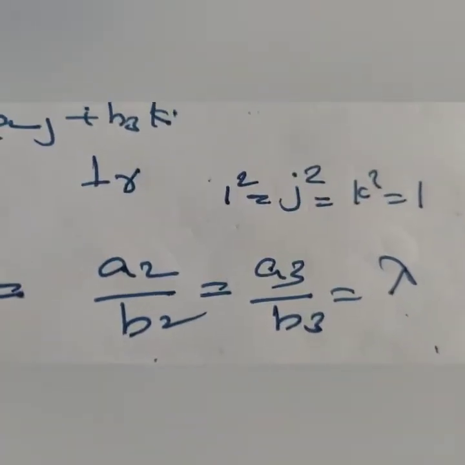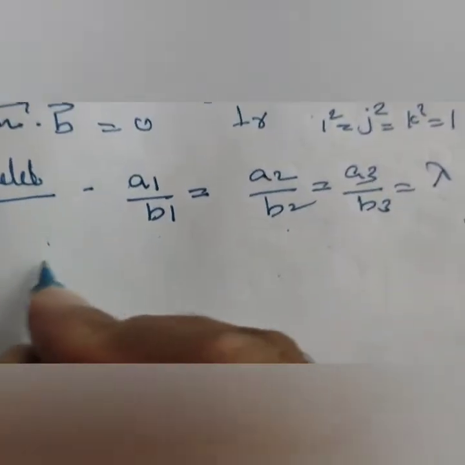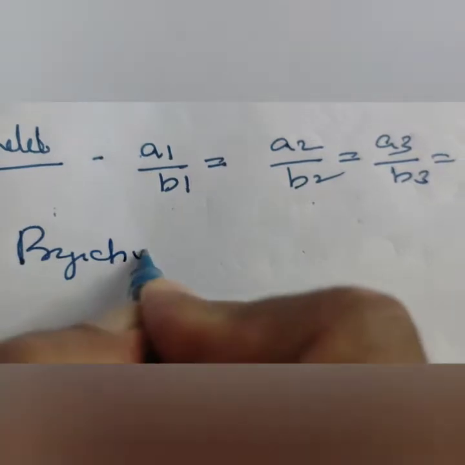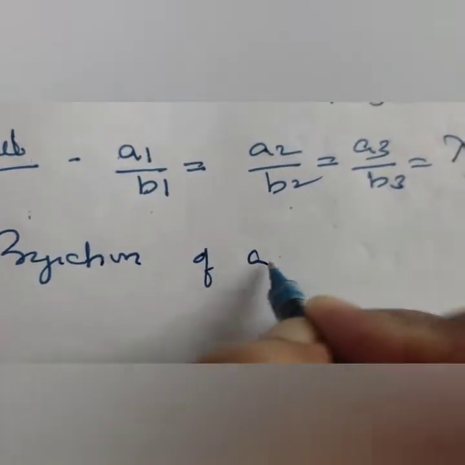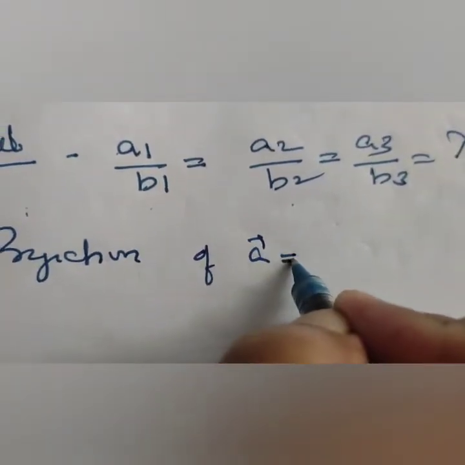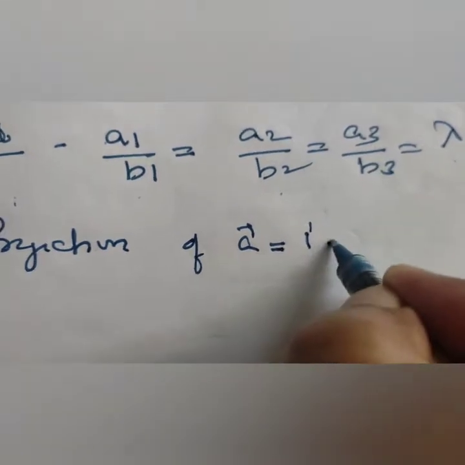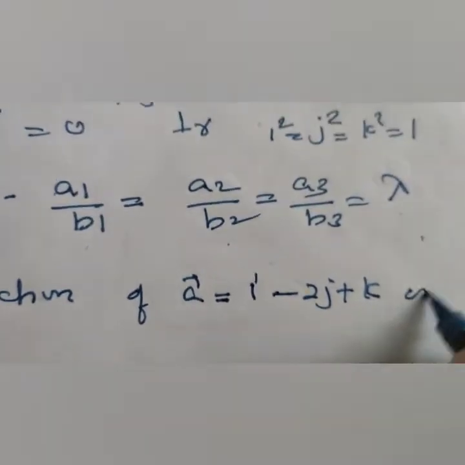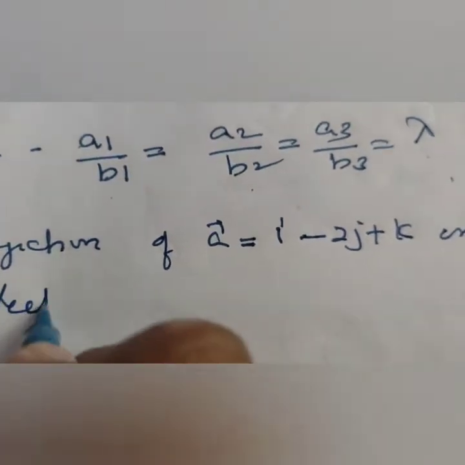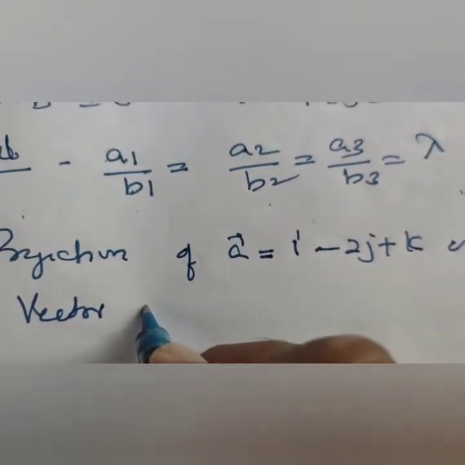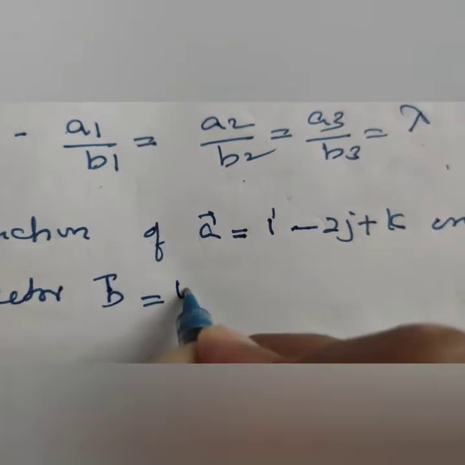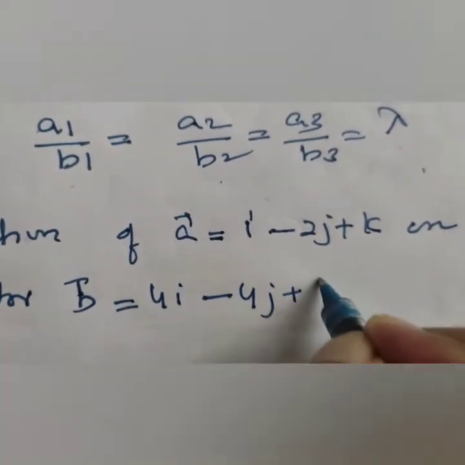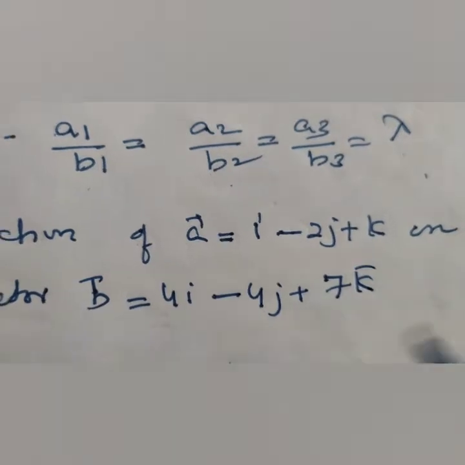I squared is J squared, K squared. Let us see the projection of A equal to i minus 2j plus k on vector B equal to 4i minus 4j plus 7k.